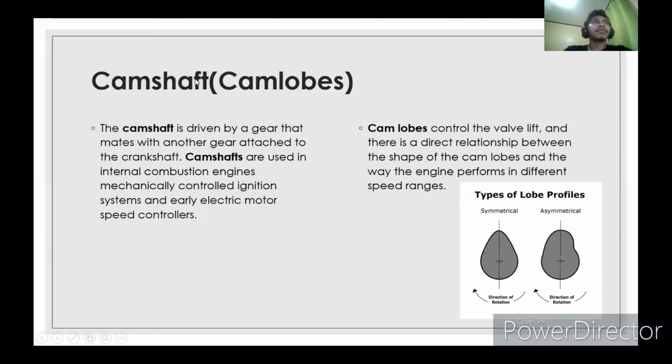So, camshafts are used in internal combustion engines, mechanically controlled ignition systems, and early electric motor speed controllers. The camshaft is responsible for moving the intake valve and the exhaust valve. Because of the rotational motion produced by the camshaft, the opening and closing of the intake and exhaust valves happens, where the fuel and air mixture enters and the exhaust gases exit.